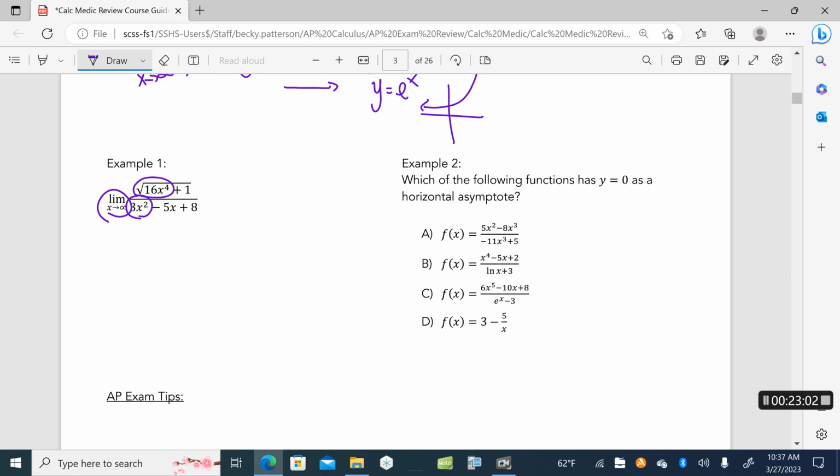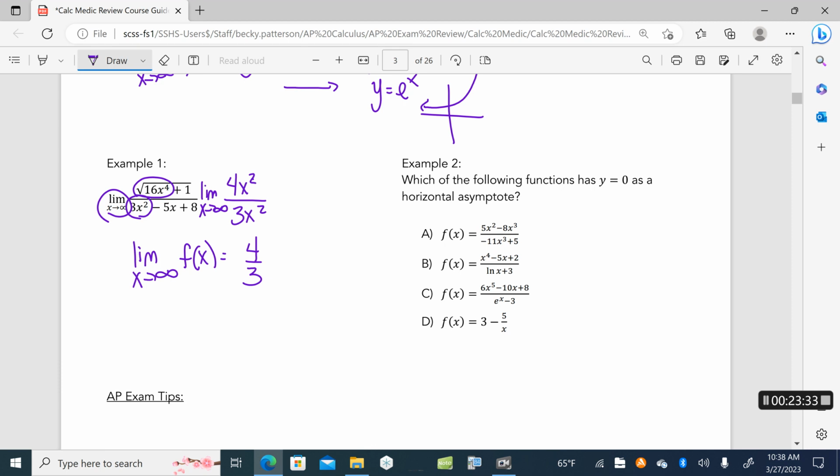So the square root of 16x to the fourth is going to be 4x squared, and the bottom is a 3x squared. So if I evaluate the limit as x heads to infinity, I know that the degree of the top and the degree of the bottom is the same. So I know that this limit as x approaches infinity of this function, I'm just going to call it f of x, is headed to 4 over 3. And that's just using my asymptote rules.